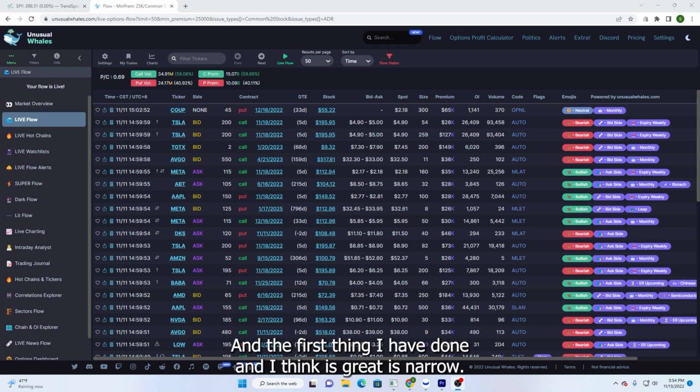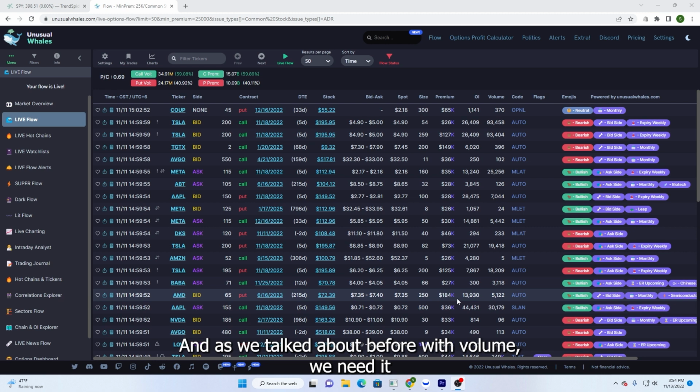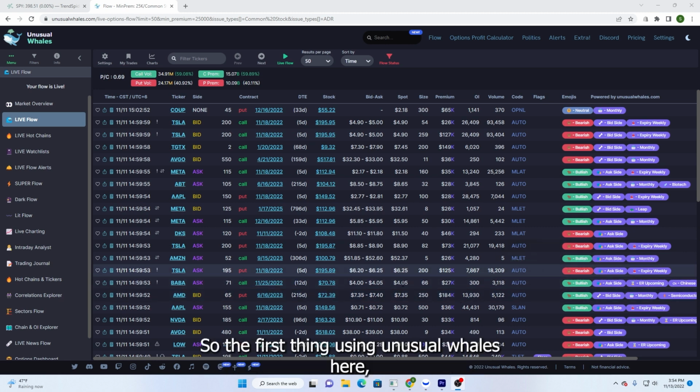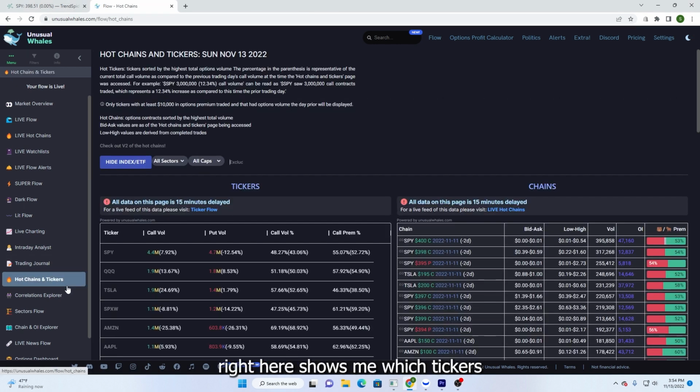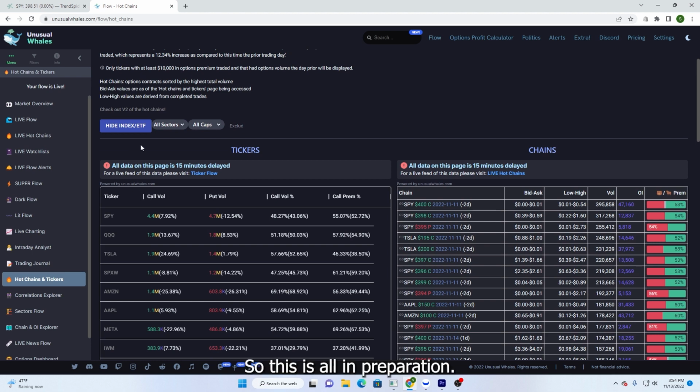And the first thing I have done, and I think it is great, is narrow my list of every single ticker out there. And as we talked about before with volume, we need it in order to be able to get in and out of our position when we want. So the first thing, I'm using Unusual Whales here, hot chains and tickers. This tab right here shows me which tickers have the highest volume of the entire day.